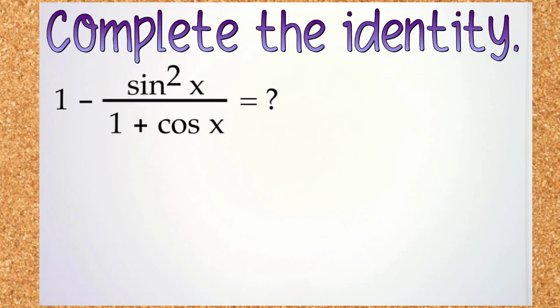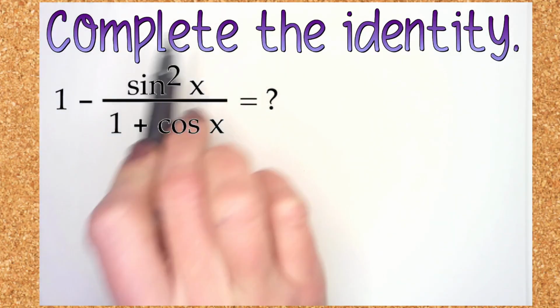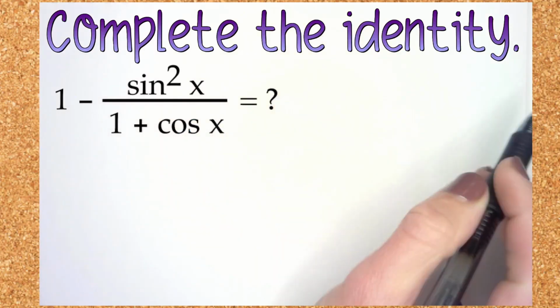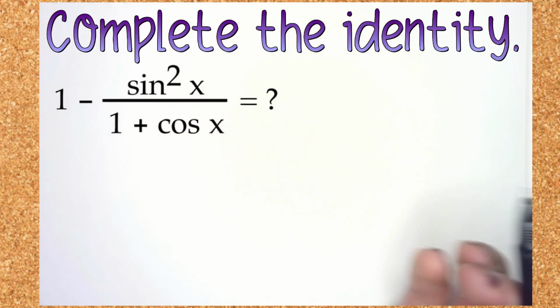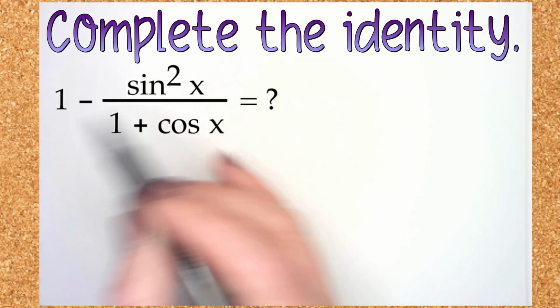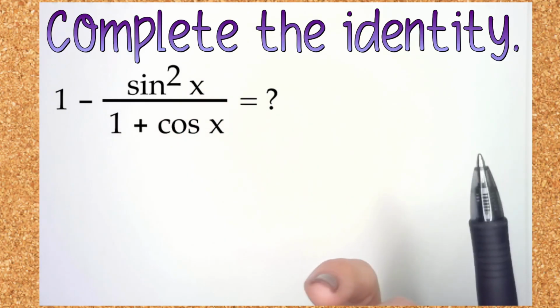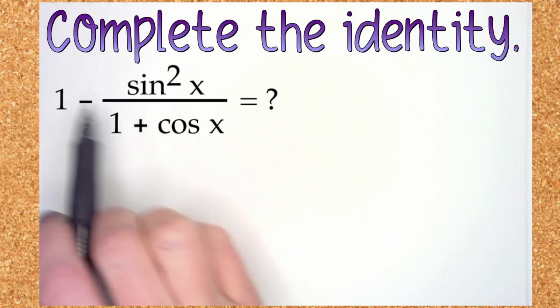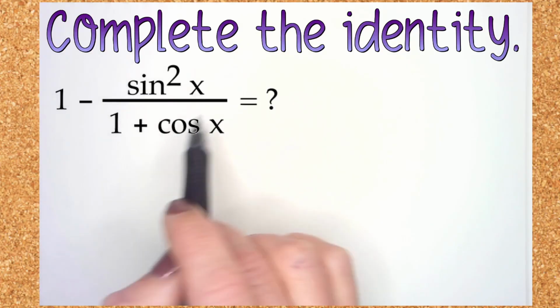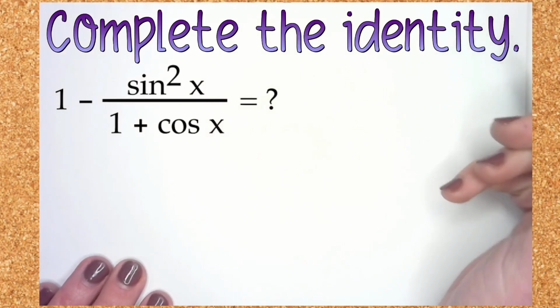Hey everyone, in this example we are going to complete the identity. Sometimes instead of instructions such as complete the identity, the instructions might say something like simplify, rewrite, or write as a single trigonometric expression. It can vary. So in this one we are going to clean this up and make it look all nice and pretty and simplify it into something a little nicer and neater. So let's see what we're going to do here.